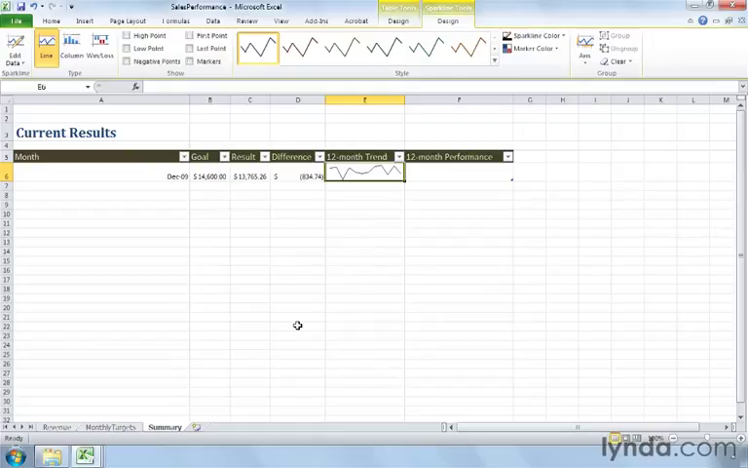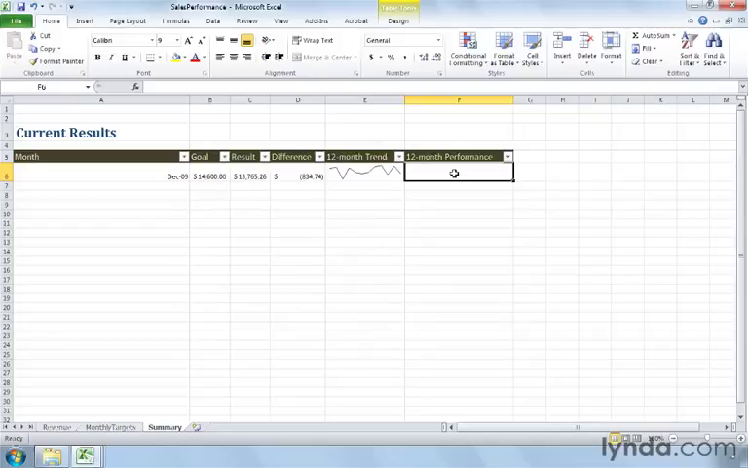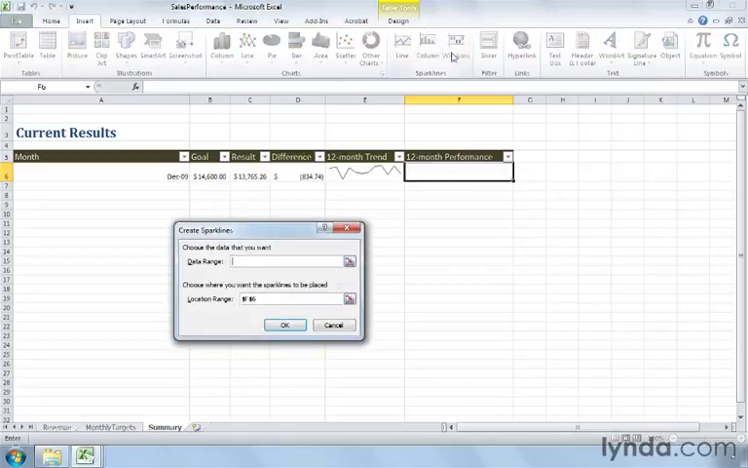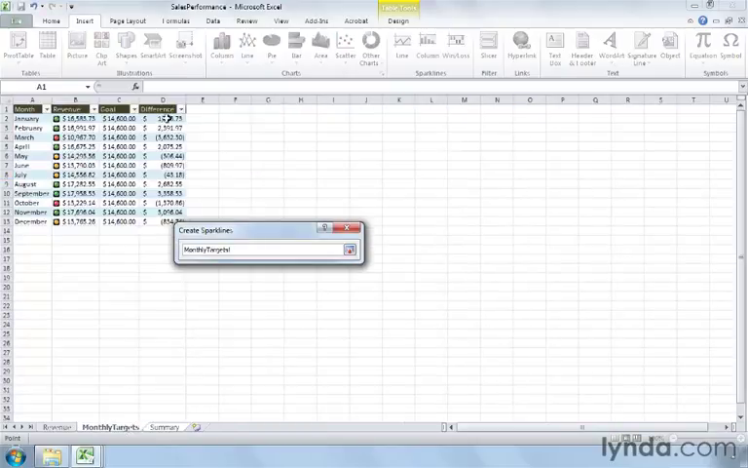If we want to indicate whether the sales team met their goals for each of the past 12 months, we can create what's called a win-loss Sparkline. To do that, on the Insert tab, click Win-Loss, and select the data. The data that you use for a win-loss Sparkline needs to have either positive or negative values. Positive values are considered a win, which means that they're placed in the upper part of the Sparkline. Negative values are considered losses and are placed in the bottom part of the Sparkline. You'll see what that looks like in a moment.